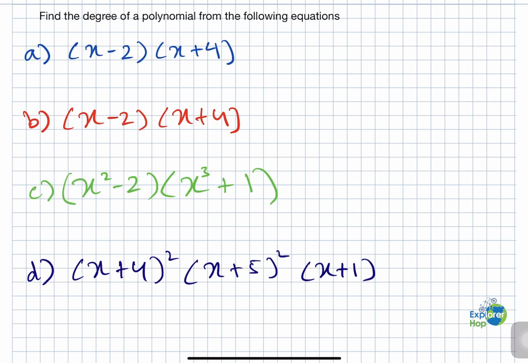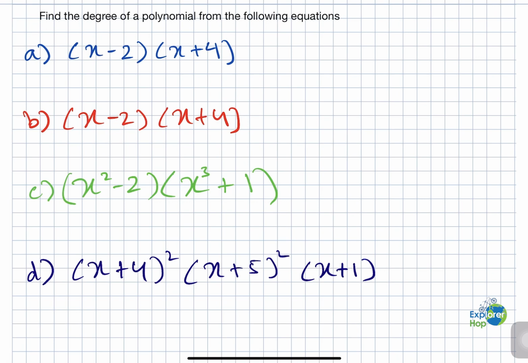Today we will be looking at the question about finding the degree of a polynomial from the following equations. We've been given 4 parts. Let's start off with part A. Part A states x minus 2 multiplied by x plus 4. So how do we find out the degree of a polynomial?